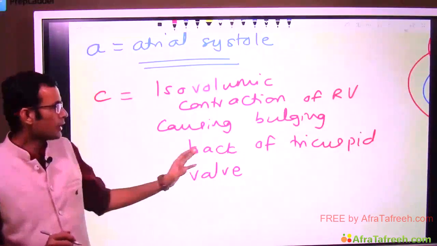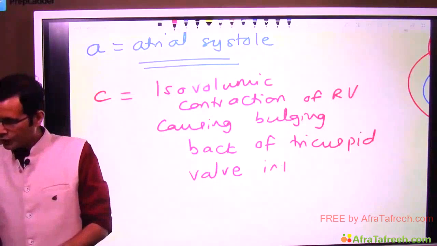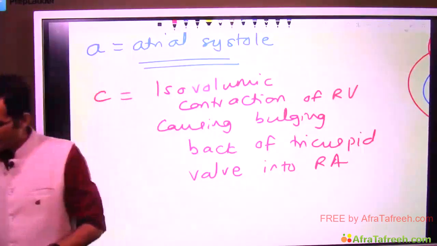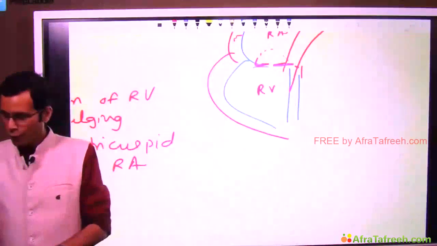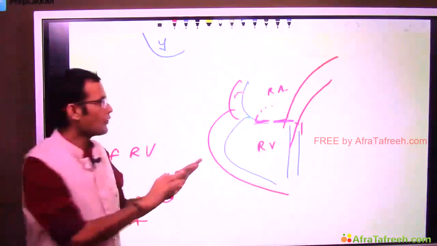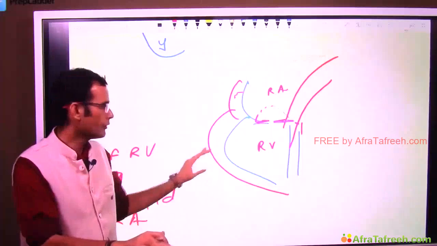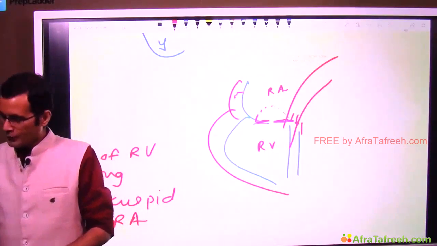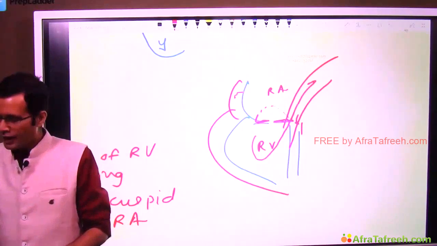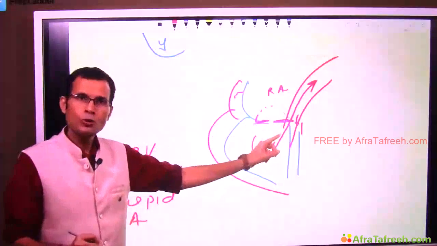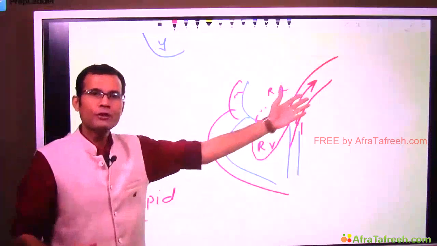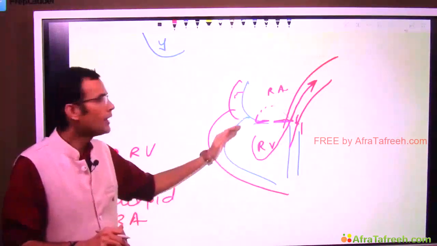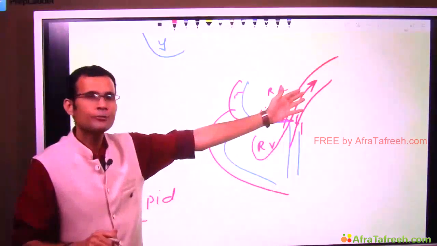So, bulge backward tricuspid valve into the right atrium, causing a rise of pressure in the right atrium. And then soon what happens? Isovolumic contraction will be over for the ventricle. The pulmonary valve will open and the ejection will start. So now there is a let off to that rising pressure. The pressure that was building up has now a let off.